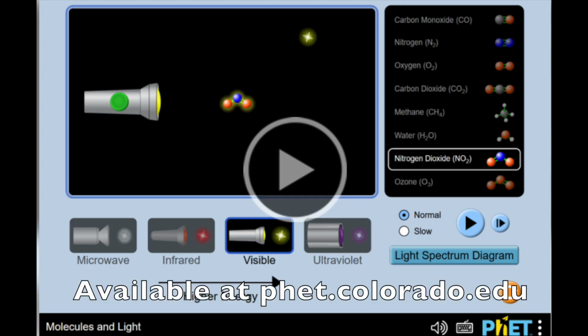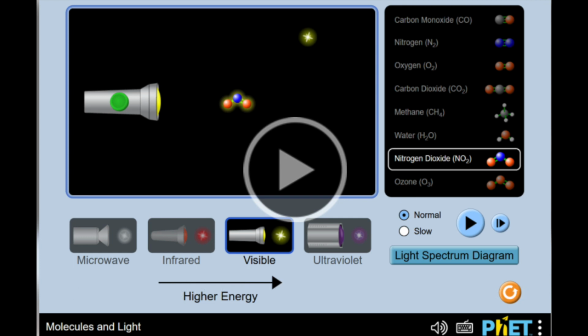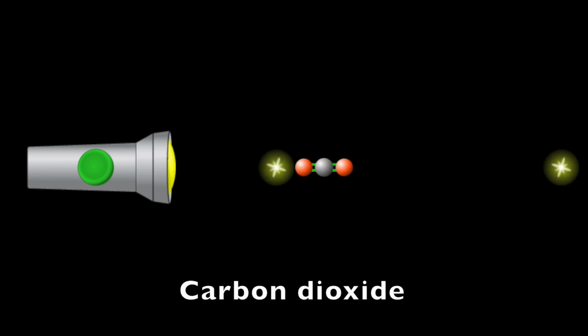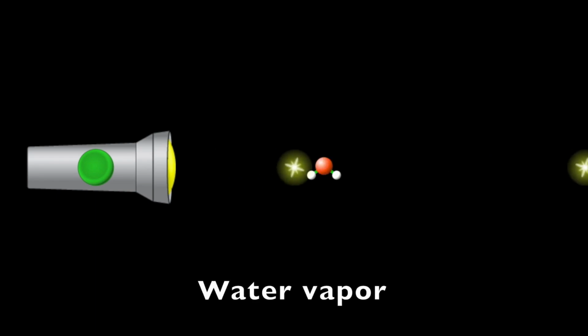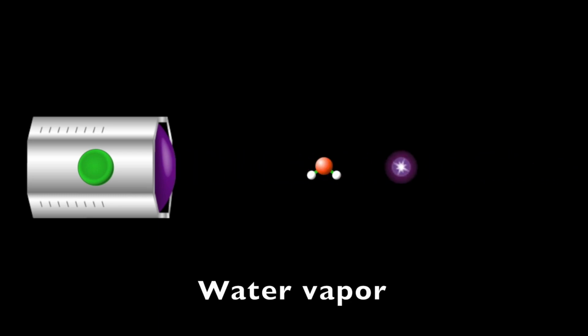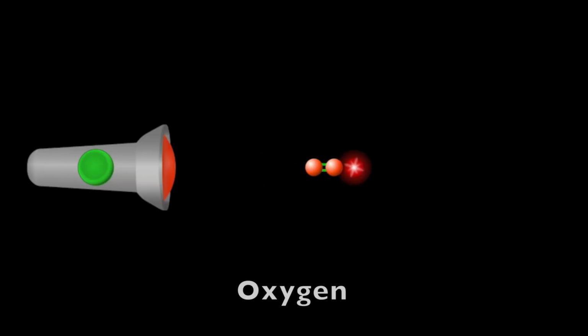Let's use this PhET simulation to see what happens when light hits different molecules in our atmosphere. We'll start by bombarding molecules with visible light. Notice that the visible light just passes right through. We'll do the same thing with ultraviolet light, and we notice that most of our molecules just seem to ignore it and let it pass right by them. Now, let's bombard these molecules with infrared radiation. Notice how it does not seem to have any effect on oxygen molecules or nitrogen molecules.